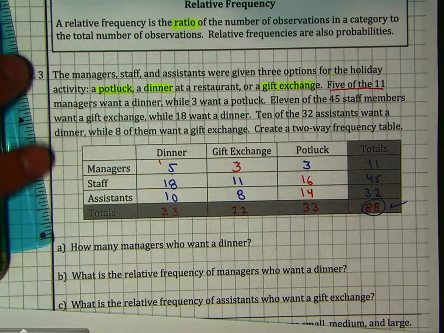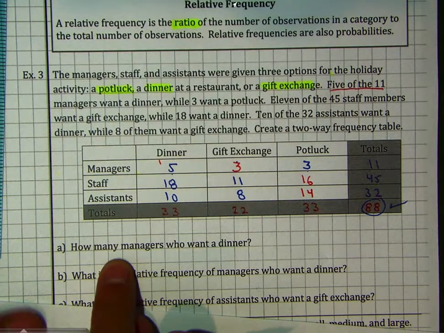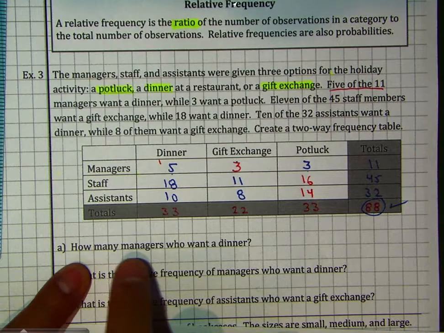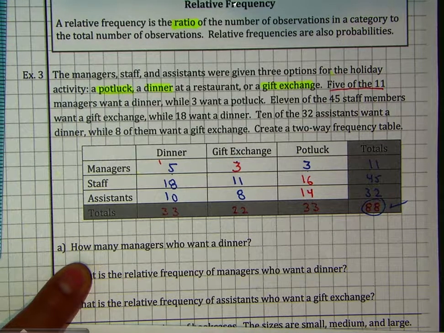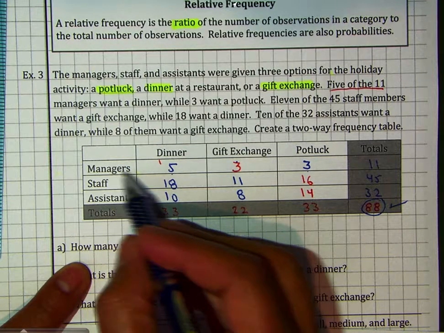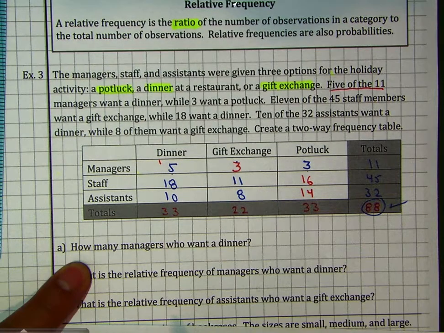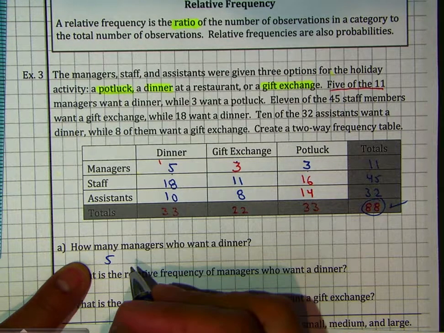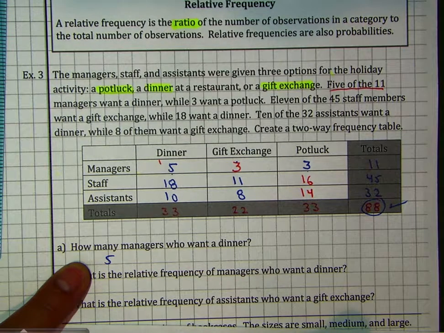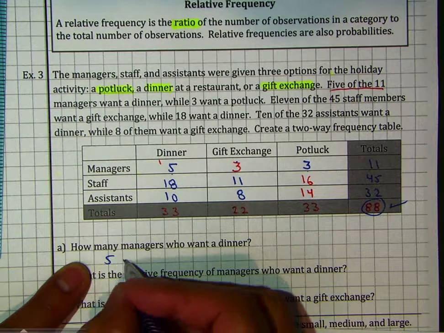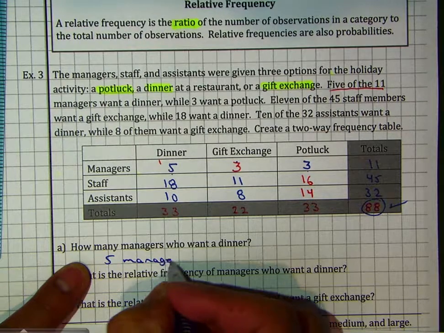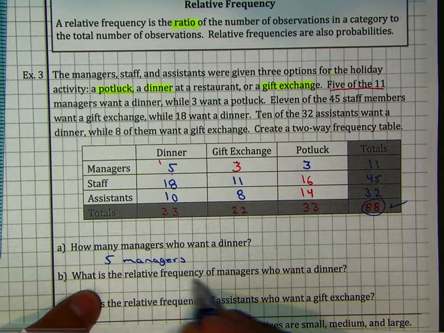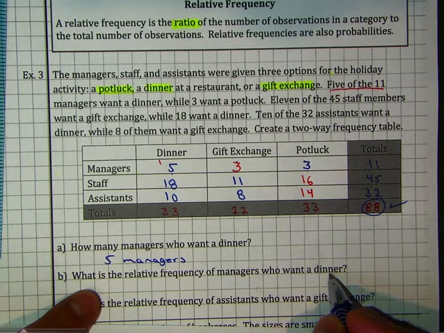Now, how many managers want a dinner? See if you can figure that out. So managers that want a dinner are 5. What is the relative frequency of the managers who want a dinner?